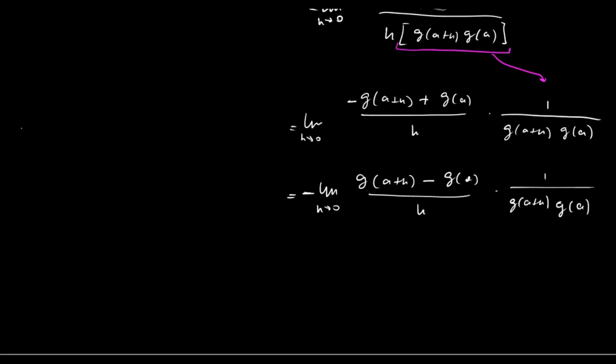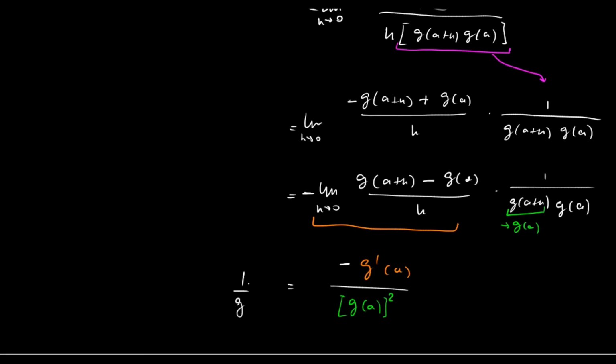And now because g was differentiable at a, this limit exists, and it is g prime in a, with this minus sign. Let's think about this limit. When h tends to 0, g of a plus h tends to g of a. So then this product tends to g of a squared. And that is the derivative of 1 over g in a.